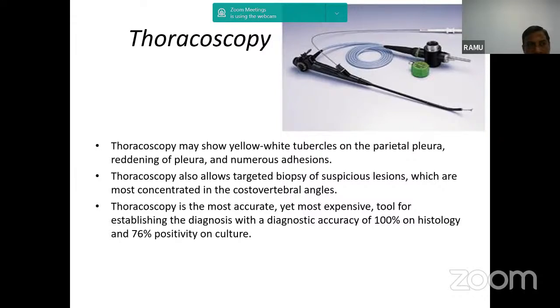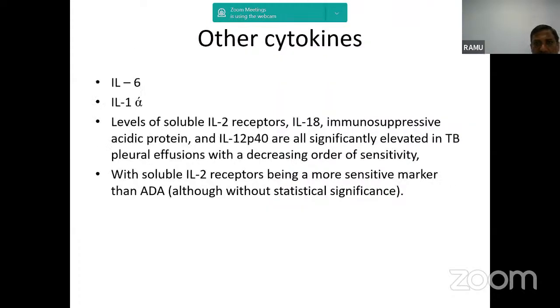If the additions are numerous, from there we have to pick and send for biopsy. Always target biopsy of suspicious lesions, which are most concentrated in the costovertebral angles. Thoracoscopy is the most accurate, most expensive tool for diagnosis, with diagnostic accuracy of 100% and 76% positivity of culture. Other cytokines can be used, like IL-6, as I told previously.